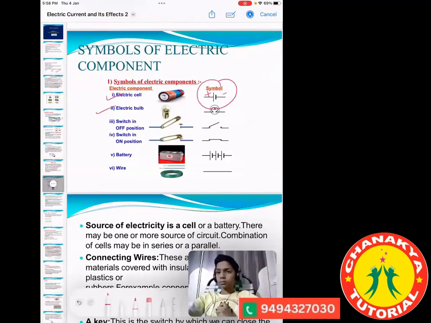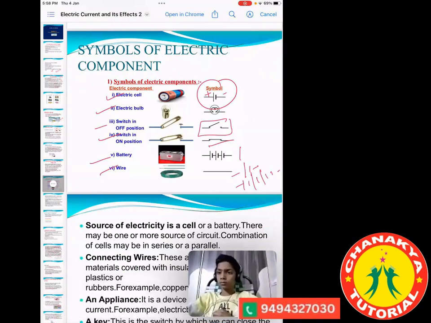The electric bulb should be there so as to see whether it is working or not. Switch in off position, switch in on position. If it is off, then it will be like this. If it is on, then it will be like this. Battery and cell, there is a difference. A cell will be written like this, and a battery is two or more cells joined together. Then the wire, we know it's a straight line.